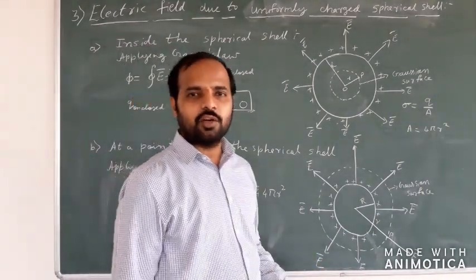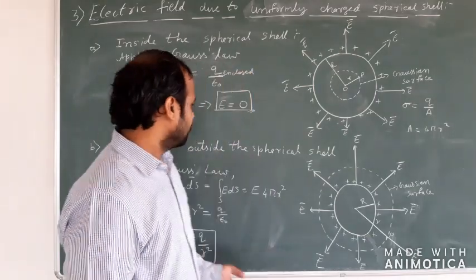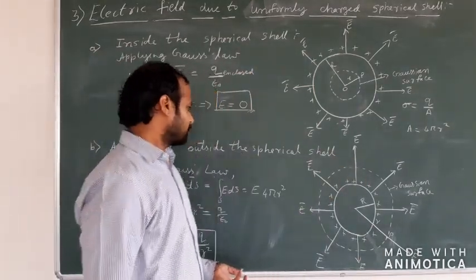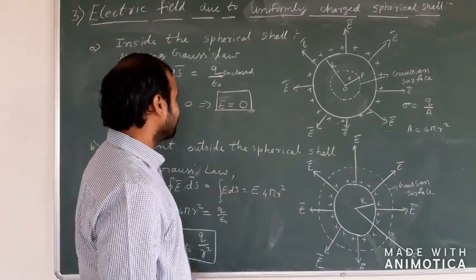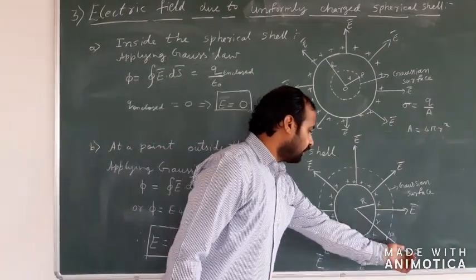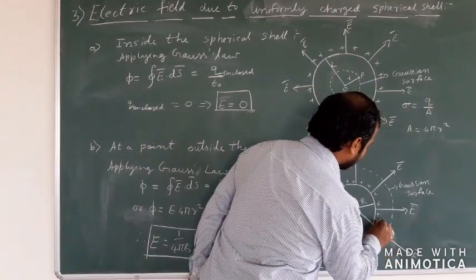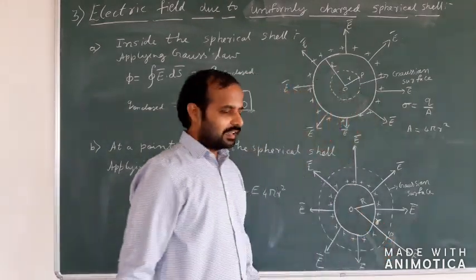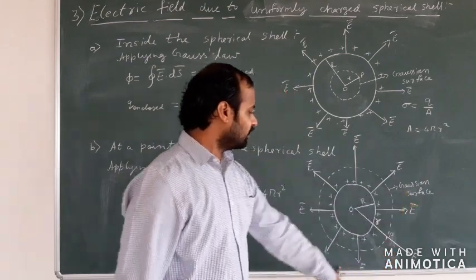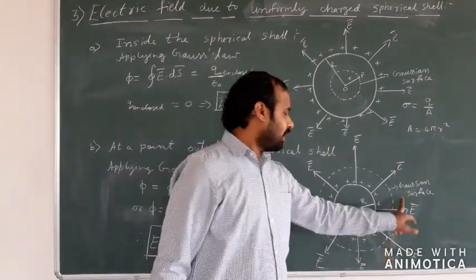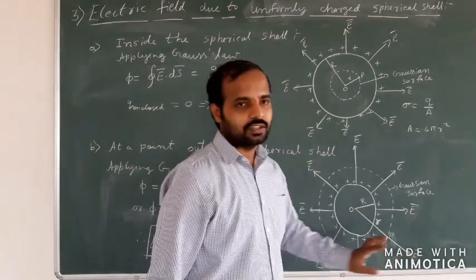If we want to find out the electric field due to a spherical charged conductor, a spherical shell which is completely uniformly charged, at a point P outside the sphere at a distance r from the center of the sphere, then we have to consider a Gaussian surface with point P as one of the points on that Gaussian surface.